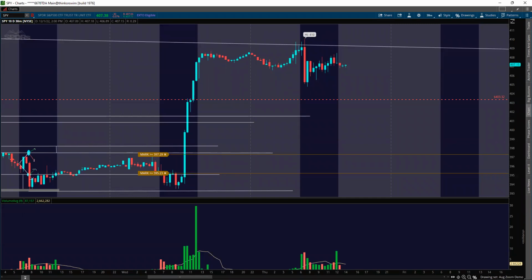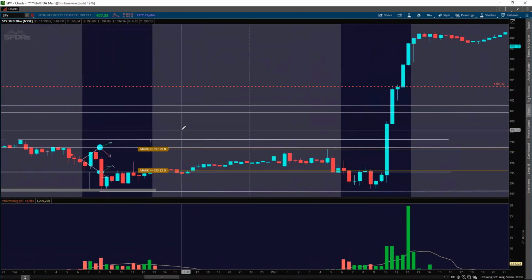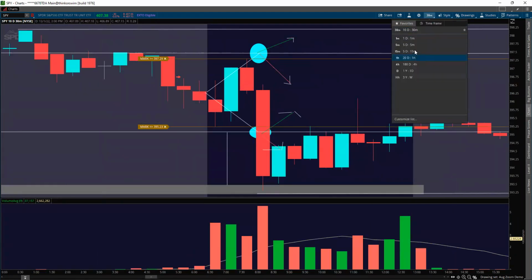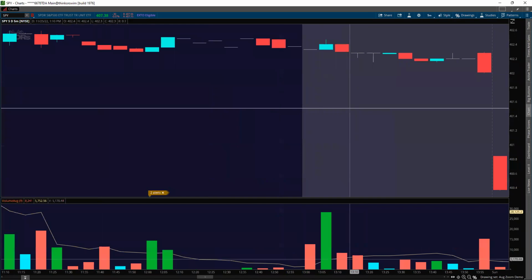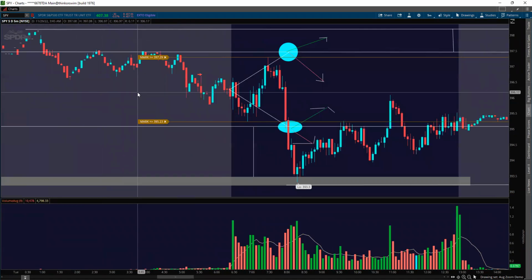Entries are mostly on the 15. If things are moving a little bit quicker, I'll go down to the 5. It just gives me a better viewpoint. But I like the 15. It's a little slower going. It stops me from making rash decisions.